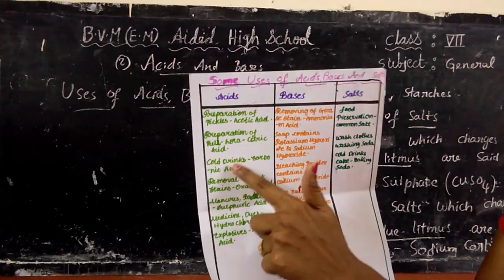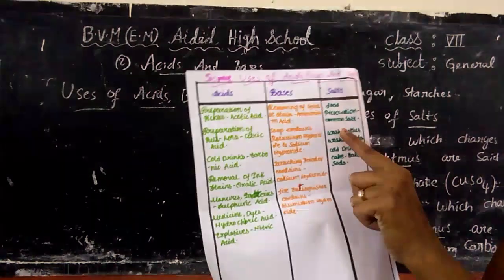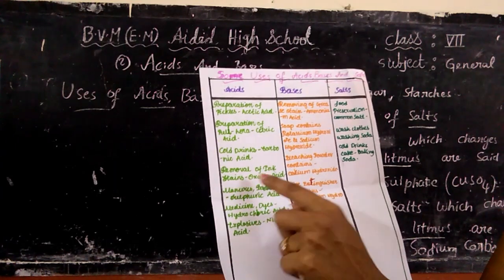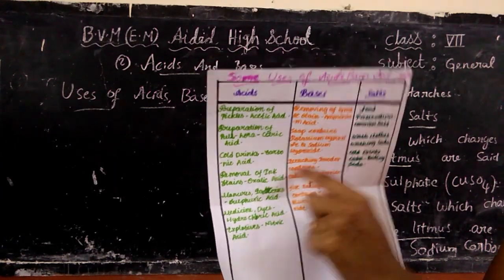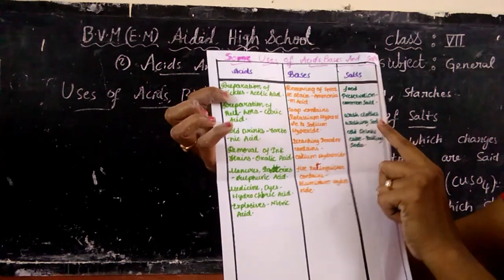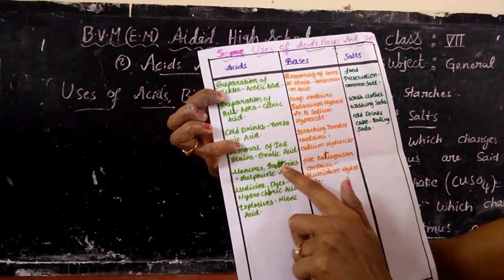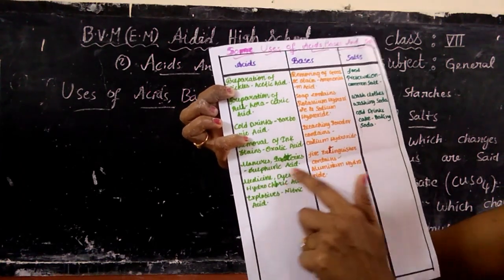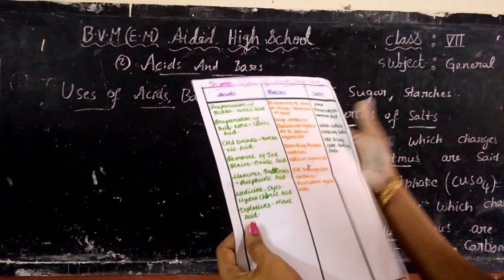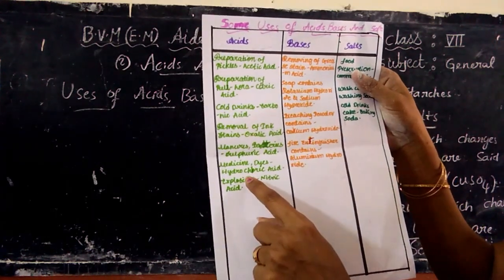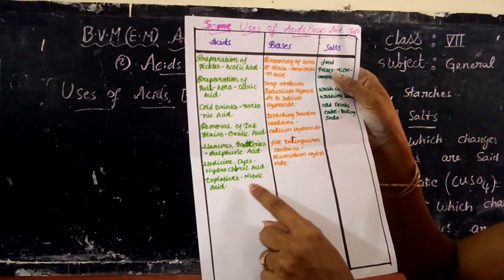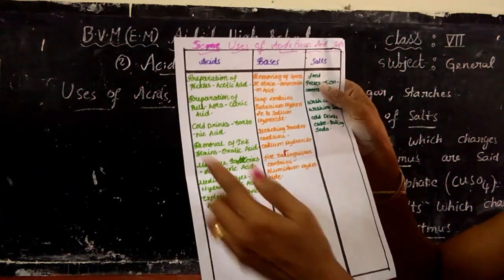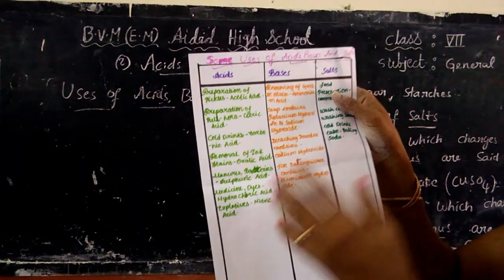And next, cold drinks and cool drinks are the same. Removal of ink stains: by removal of these ink stains, which acid will be used? Oxalic acid will be used. Next, manures and batteries: which type of acid will be contained? Sulfuric acid will be contained. And next, in medicines and dyes, we are using hydrochloric acid. In explosives, we are using nitric acid. These are the uses for the acids.